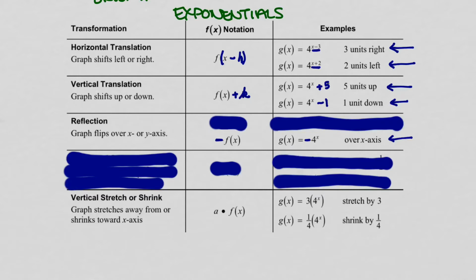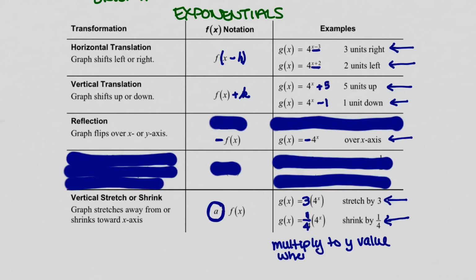Okay, so we can go down to vertical stretch or shrink, and that's going to be this number multiplied out in front. So you see here it's a 3, which is greater than 1, so it's stretched. And here it's a 1/4. That's less than 1, but greater than 0, so that shrank it. If it were less than 0, it would just be a negative, and that'd be a reflection. But this is what we multiply to the y values when we graph, and that kind of changes how our graph looks.